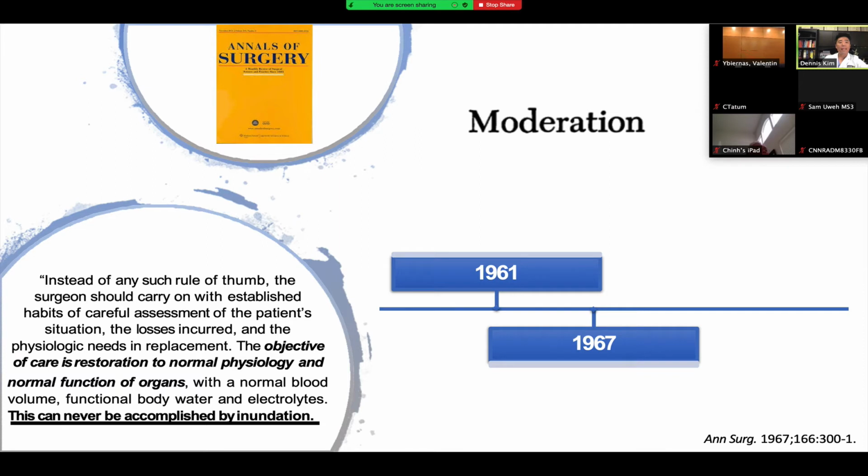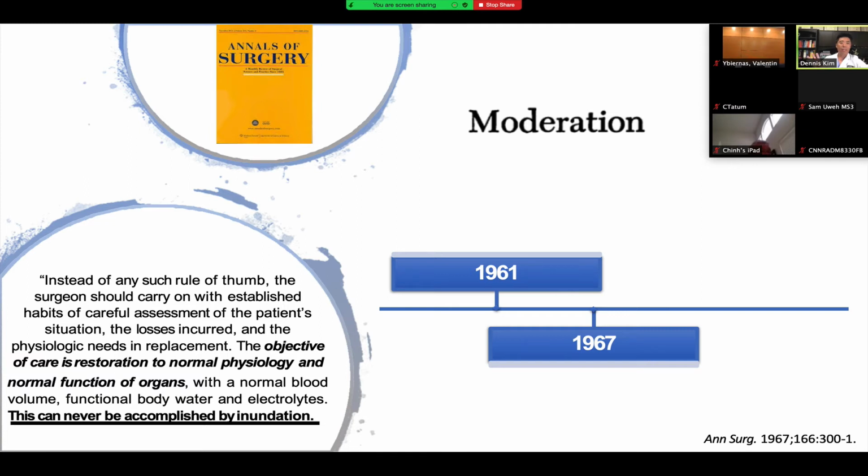So much so that same year, in 1967, there was what's become known as the plea for moderation. And the whole idea behind this plea was that instead of using any rules of thumb and sort of blindly just tanking up our patients with crystalloids, the objective is really to restore normal physiology and normal function of organs.